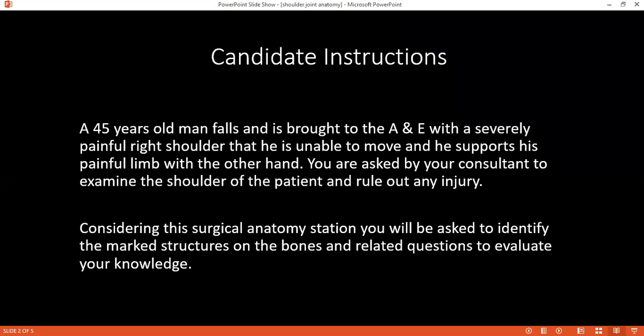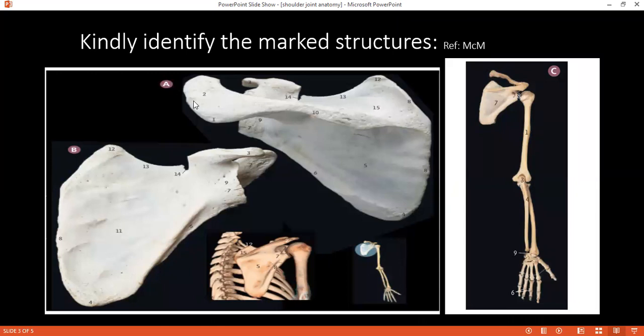Just a second. Can you please identify the bones? In A, what is this 2? This is slide A. This is the dorsal surface of the left scapula, and B is the anterior surface of the left scapula. Can you identify structure 2, what that is? Number 2 is the acromion.